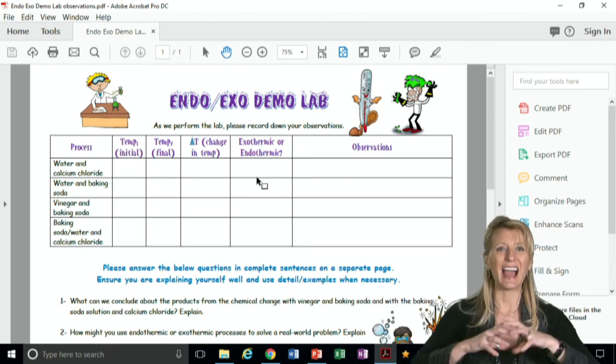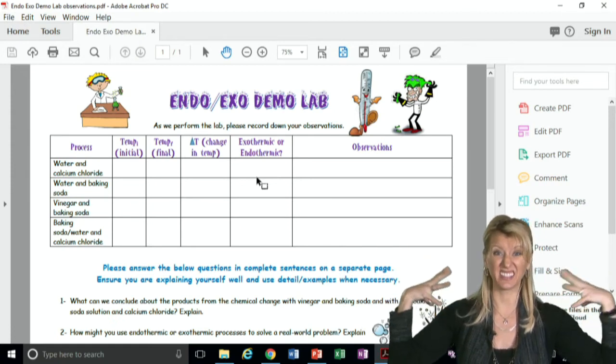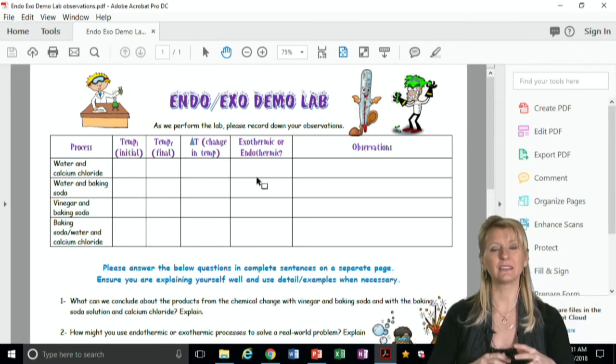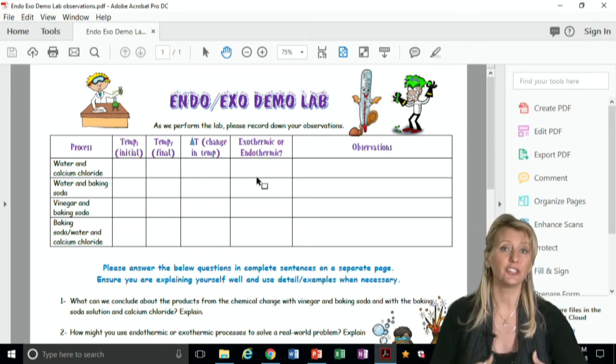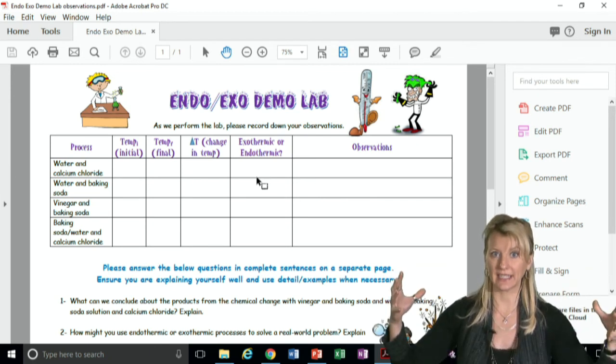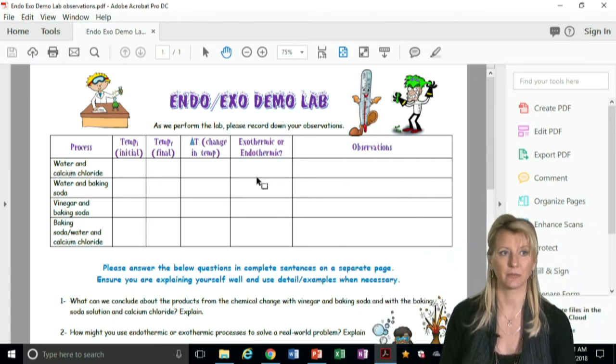Yeah, exo is out. Exo means out. So exoskeleton means the skeleton that's on the outside. Whenever you hear exo, that usually means on the outside. That means it's giving, and thermic is thermal energy, which is heat, that kind of stuff. So exo means it's giving off heat, kind of losing heat. Endo, it's kind of creating heat. It's making heat, okay?